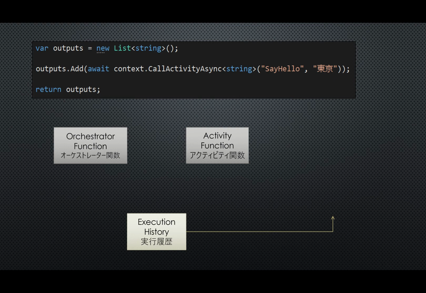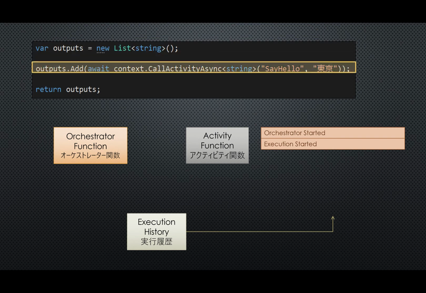Once the orchestrator function gets a request, the orchestrator function wakes up. Then it writes to the execution history table, "Hey, we are started. Orchestrator started." Then it goes on to the next code. Then the orchestrator function asks the history table, "Hey, have we already executed this code, like await context.CallActivityAsync or something?" Of course, this is the first time.